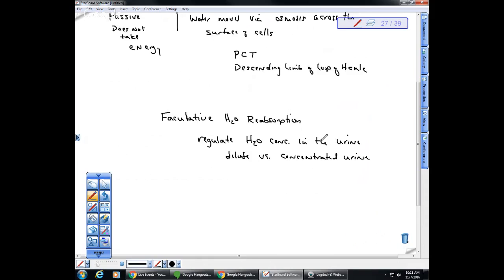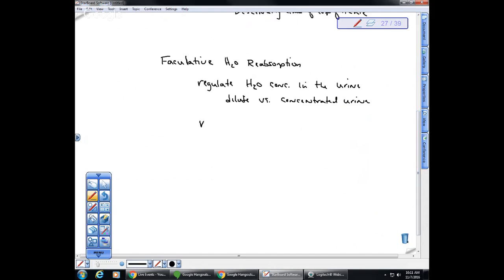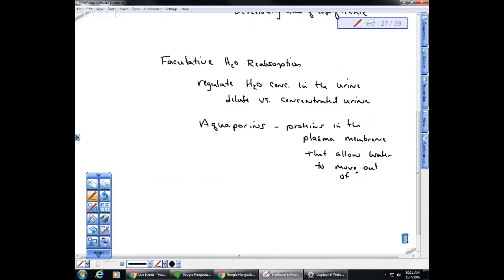And so this is due to the presence of proteins which are called aquaporins. So these are proteins in the plasma membrane that allow for water to move out of the filtrate. So they're essentially water channels. So just think that they're water pores. And they can either be present, so they can actually be inserted and then removed from the plasma membrane.